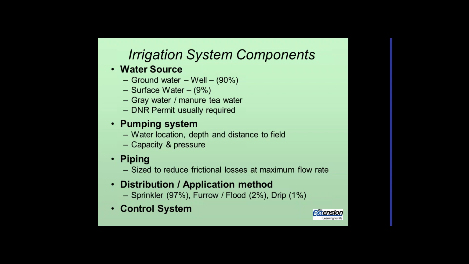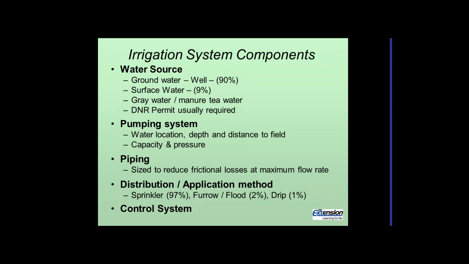We will need piping. In Wisconsin we don't have a lot of surface canals, except in cranberry bogs. They would use some canals for flooding, but typically in most cases we're using piping. So we need to size that to reduce the frictional losses at maximum flow rate. Otherwise that can be a significant energy user for an irrigation system.